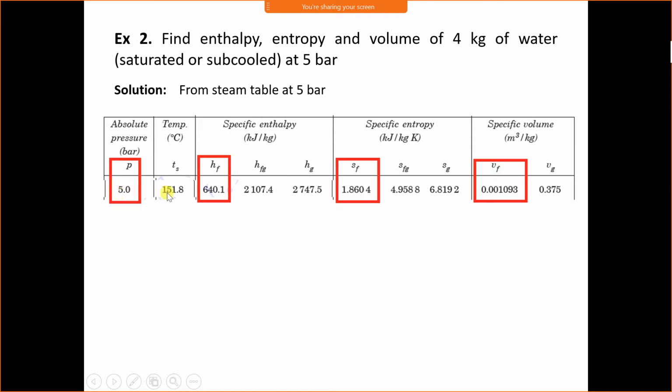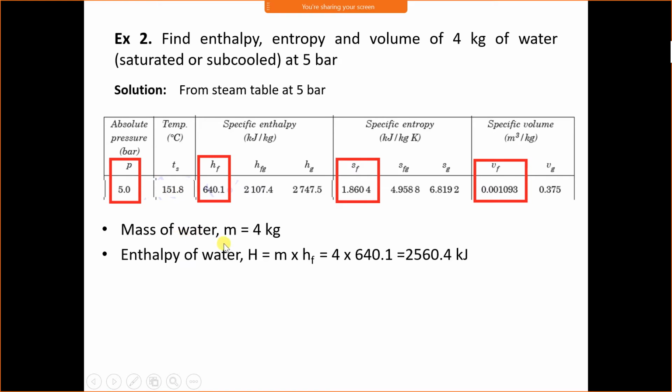Now at 5 bar, temperature is 151.8. This is the saturation temperature at 5 bar. It means if the water pressure is 5 bar, then water will boil at 151.8 degrees Celsius. But we don't have to consider temperature because we have to calculate enthalpy, entropy and volume. But whenever temperature is given adjacent to the pressure, it is a saturated temperature.